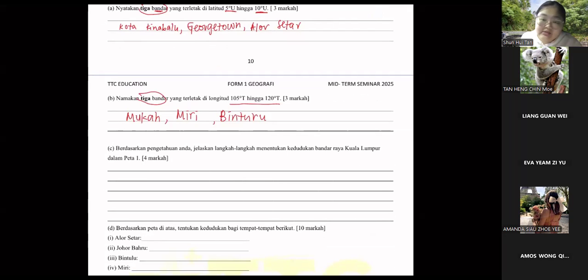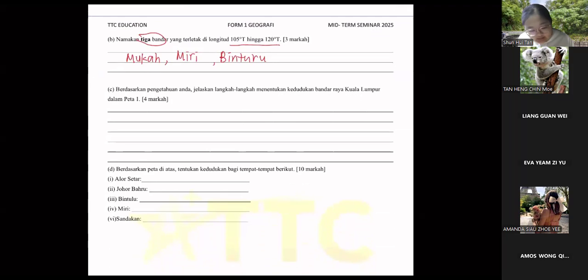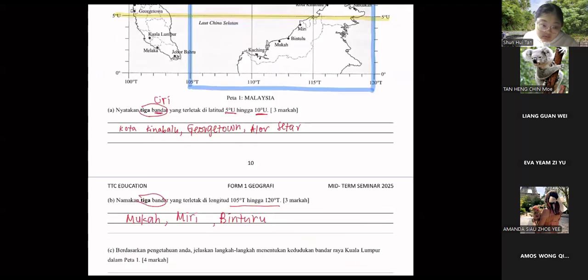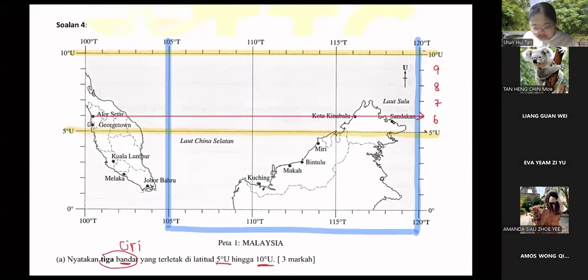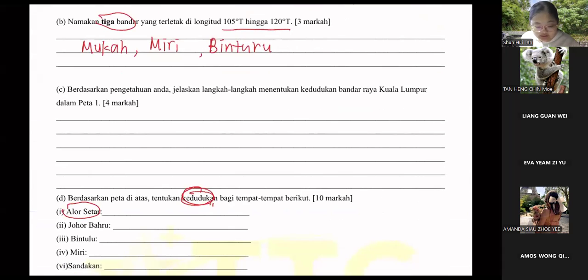Okay. Other than asking you the city, they might ask you in this way. Tentukan kedudukan. They tell you kedudukan. You should tell me latitude and longitude. Alor Setar. Where is Alor Setar? Now we need to find out the answer. How? Same way. Alor Setar is here. Always look at the horizontal. So you see 5, 10. So 5, 6, 7, 8, 9. So where is the latitude? Latitude is 6 U. So you write down your answer 6U, comma.